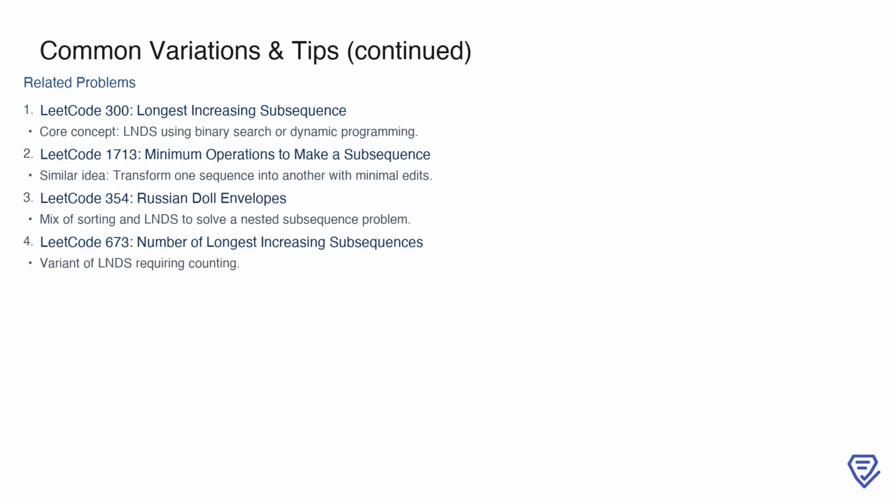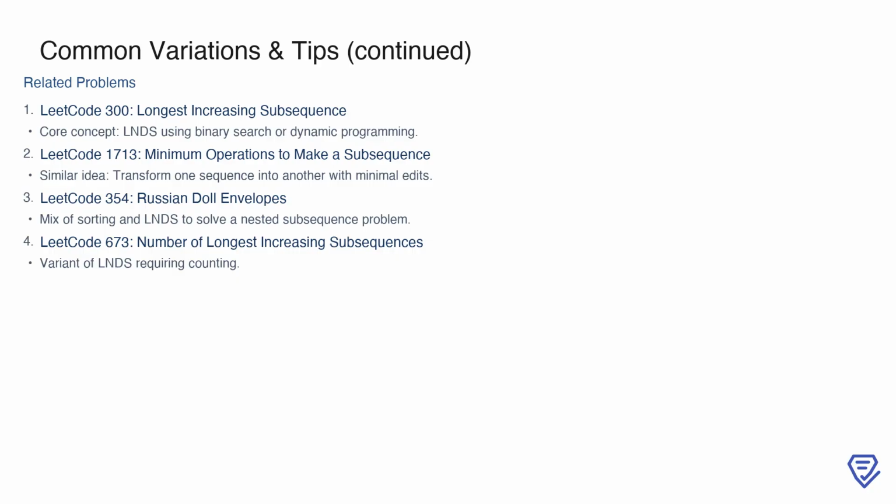There are several related problems that share similar concepts and can help you deepen your understanding of this problem. For instance, LeetCode 300, which focuses on finding the longest increasing subsequence, directly ties into the LNDS concept used here. It can be solved with either binary search or dynamic programming. Another related problem is LeetCode 1713, which involves transforming one sequence into another with the minimum number of edits. This problem also emphasizes minimizing changes to achieve a desired order.